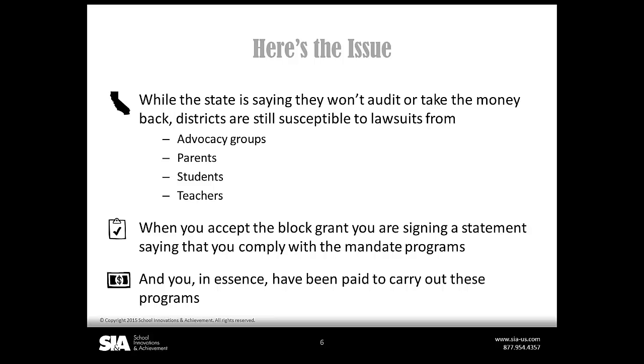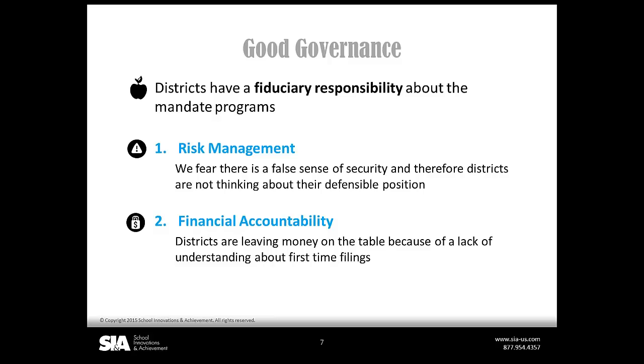So what should a district really do? Good governance is what we need, which is about fulfilling your fiduciary responsibilities. And the two areas that we've talked about earlier are risk management, which is really having a defensible position when it comes to these mandate programs, and financial accountability. And that means as you take the block grant, it's important not to leave any money on the table, and file all costs reimbursable outside of the block grant. Also participate in all first-time claim filings.